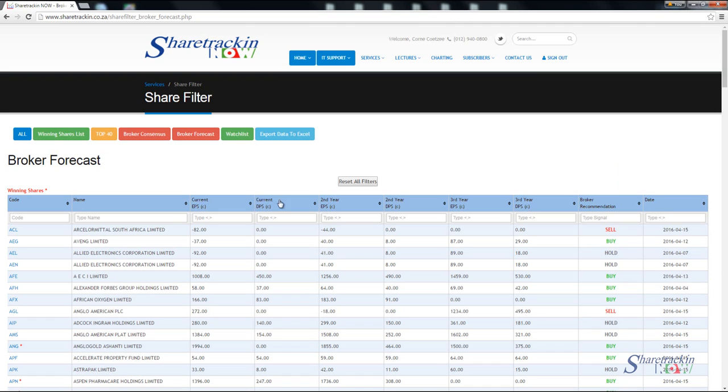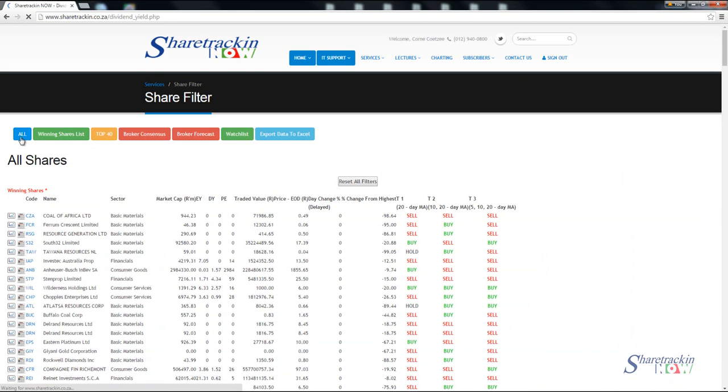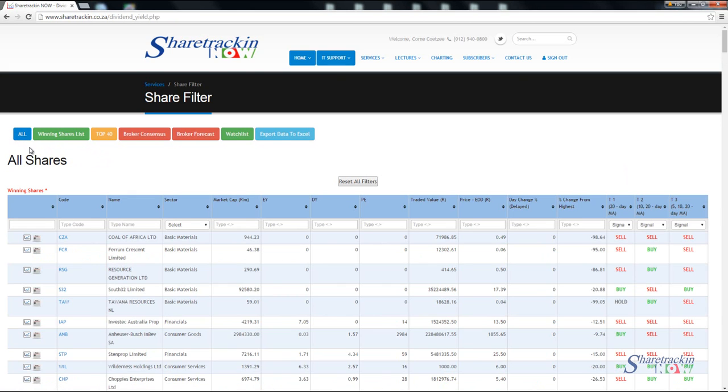Right, so if we go to the all and start working through the headings, on the far left hand side we start off with this column as indicated. Within this column you get two things: a chart picture and a newspaper picture. If you click on the chart, it will open the chart of that specific company. Next to that you get a newspaper.